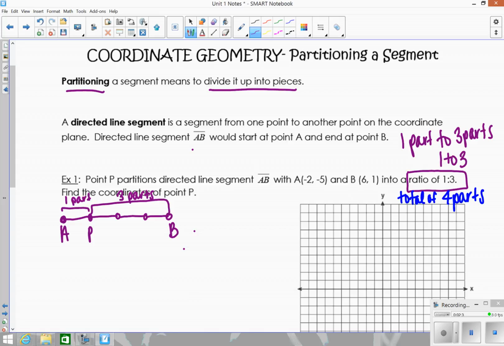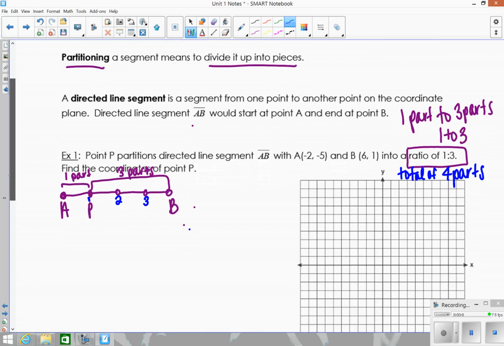It's dividing it up. So my goal here is to figure out the coordinates of point P. I know A and B, and between A and B, since there are 4 parts, there are going to be 3 coordinates: point P, which is what I want, and 2 other coordinates in between A and B. Graphically I'm going to show you, but graphically is not always going to work because there are decimals. I want to at least show you that first, and then we'll look at how to do this algebraically.